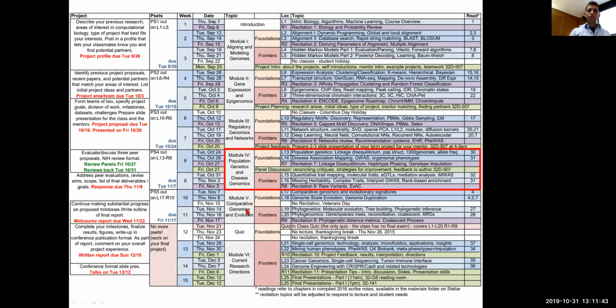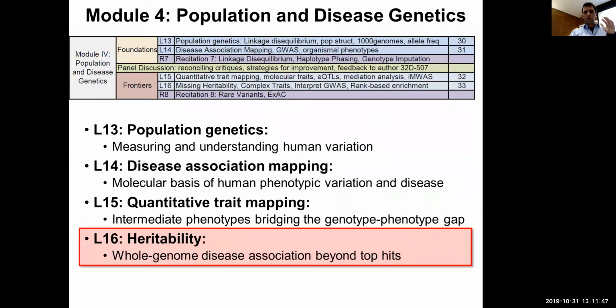Next week, we're starting a new module on comparative genomics and phylogenomics and evolution. So we are now culminating what we started out as just observing variation to then how does that variation relate with disease? And then what are the intermediate quantitative traits that mediate the effect of those genetic variants on disease? And now we're basically going to look at whole genome associations. Who's with me so far?